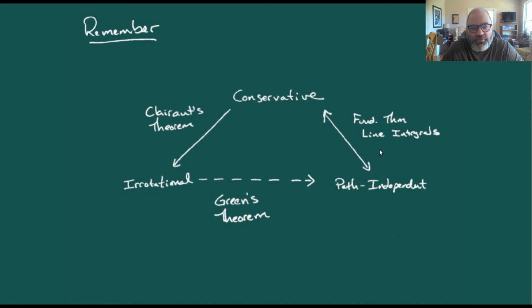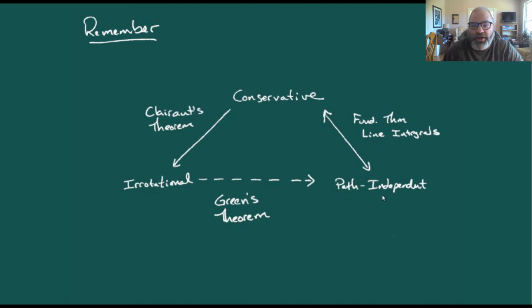Just a little bit of a reminder: when we were talking about vector fields and line integrals over them, we had three concepts that were really running around. The first one was that our vector field was going to be conservative. And remember, all that meant was that the vector field was going to be the gradient of some potential function.